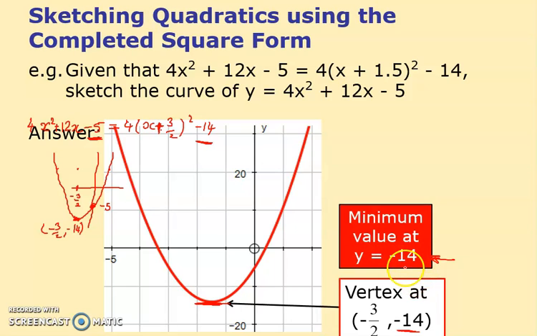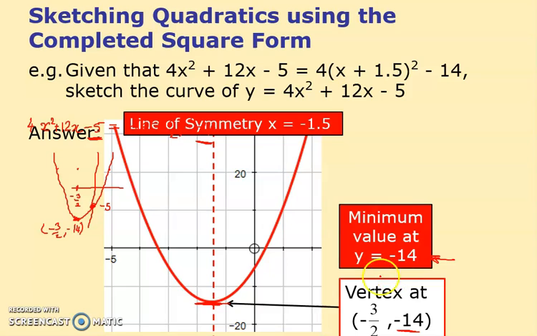You're also asked what's, not unsurprisingly, called the line of symmetry. There's the line of symmetry. I've drawn it down there. And again, if it was me, I'd write line of symmetry. I'm too lazy to write it here. But I'd write equals minus 3 over 2. But you can see what I've done. I've said x equals minus 1.5. Same thing.